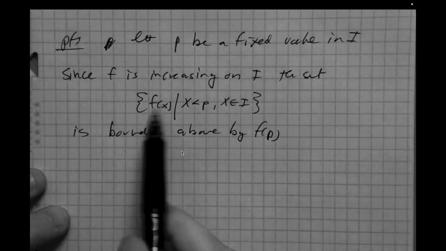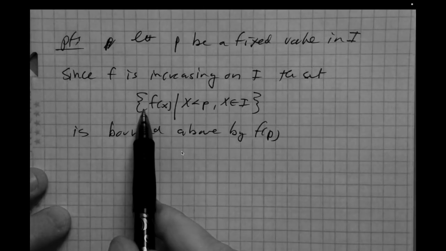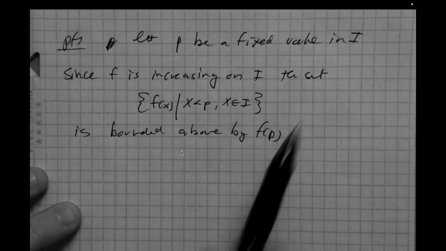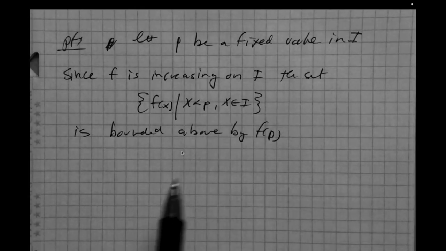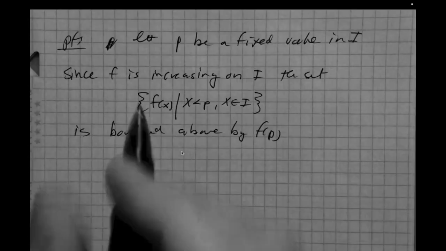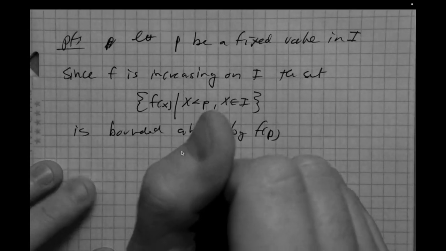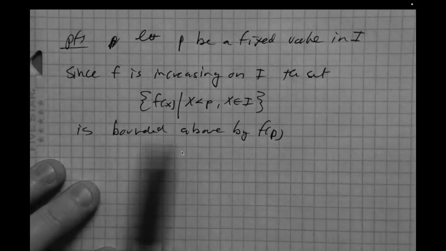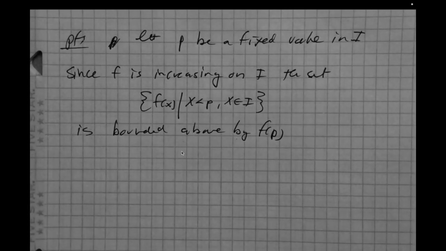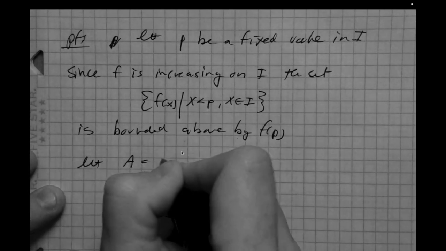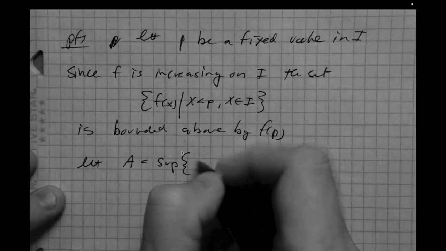So this is all the x's less than p, so f of x, for some x less than p, has to be less than f of p because f is strictly increasing, and these are all values that are to the left. Okay. And so we're going to call this set A. Well, hold on, no, we're not going to do that. So this is just the set, and this set is going to be bounded above by f of p. Okay, and what we're going to do is let A equal the supremum of this set.